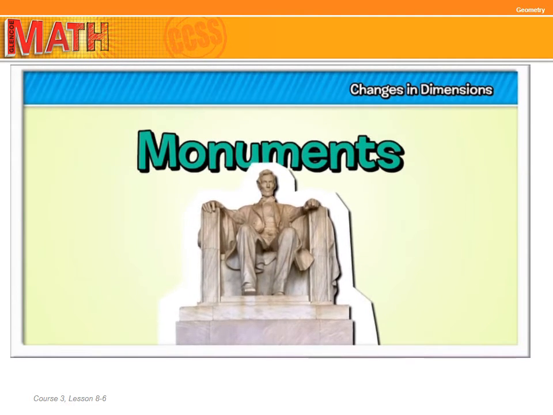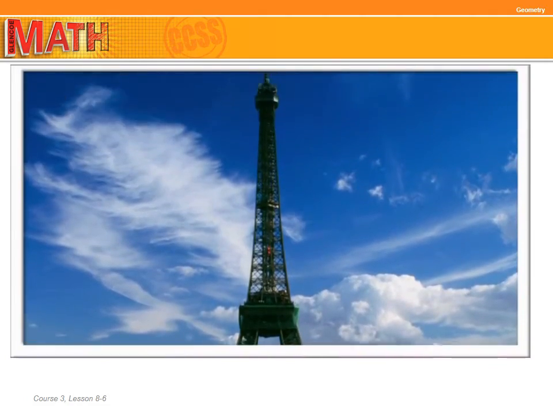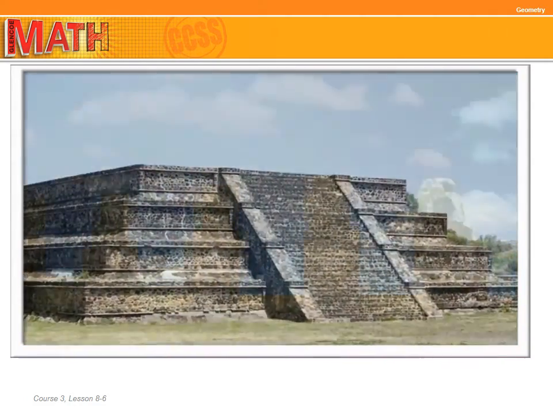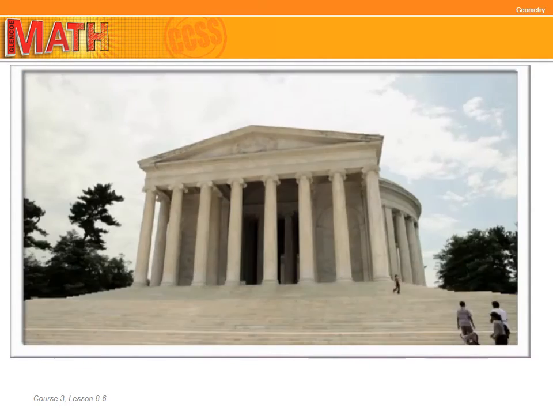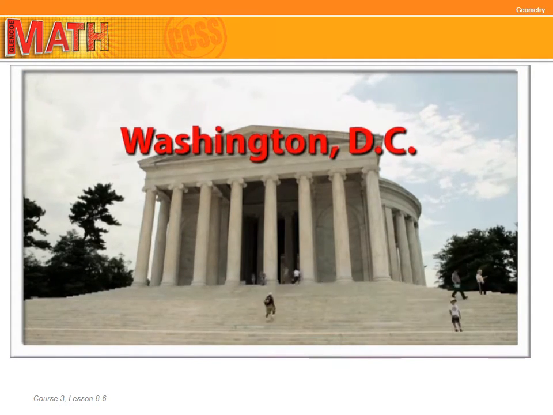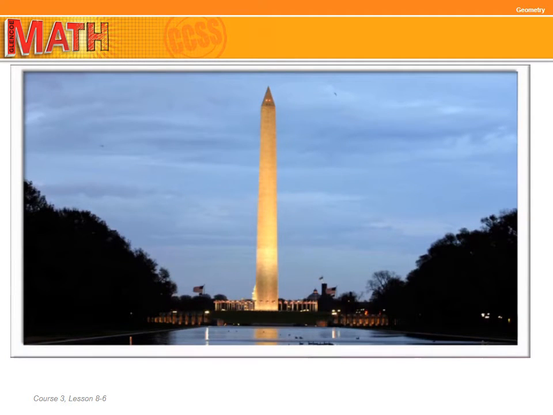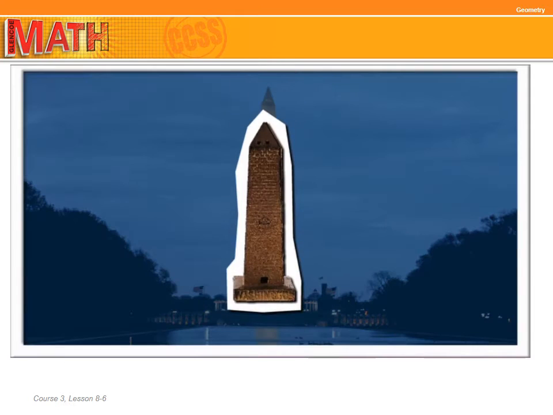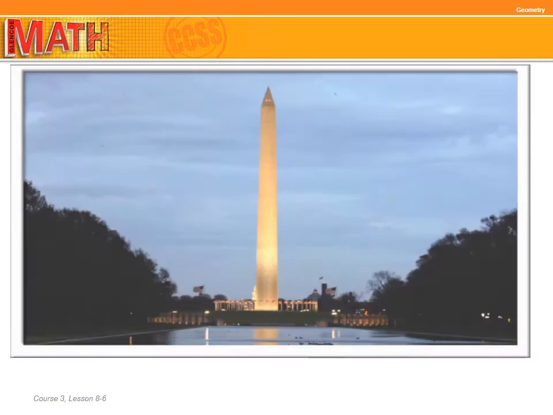Monuments. There are all kinds of man-made monuments around the world, and they all come in various shapes and sizes. You can find a lot of them in Washington, D.C. The Lincoln Memorial and the Washington Monument are two of my favorites. I just bought a souvenir of the Washington Monument at the gift shop. The miniature is about 6.5 inches tall. It is 1/1000th of the real monument, which is much, much bigger.